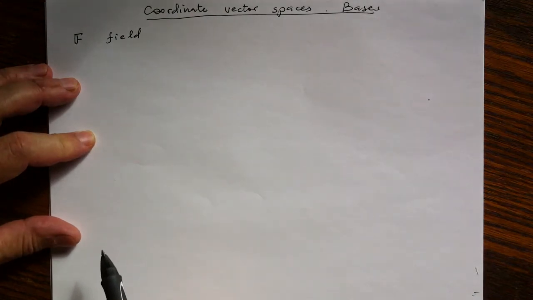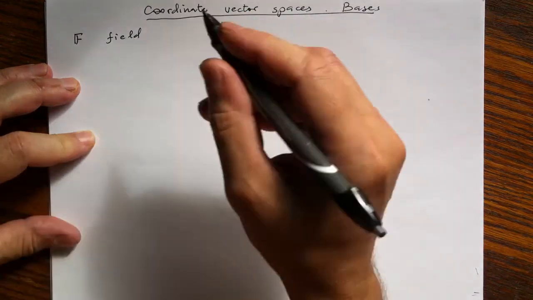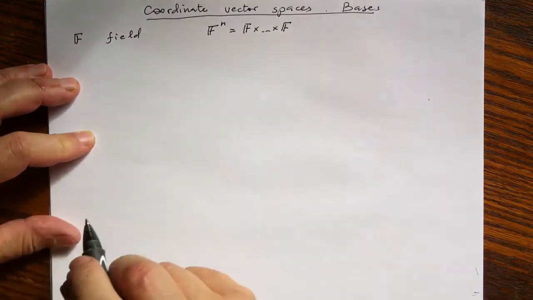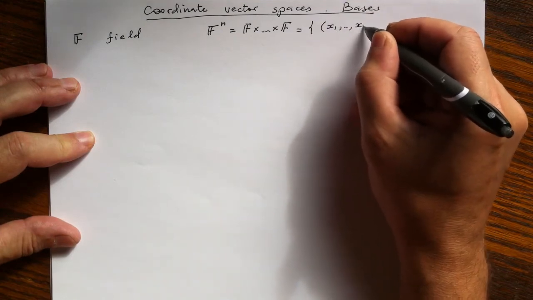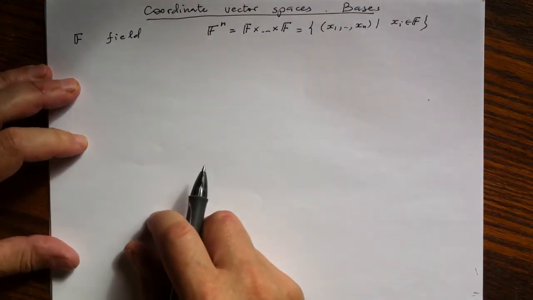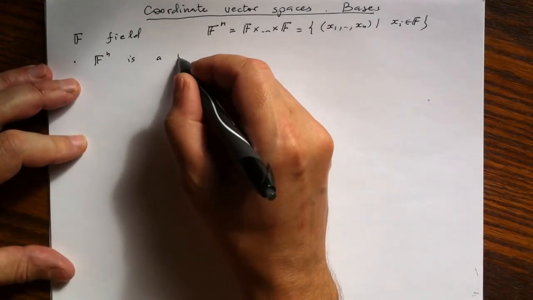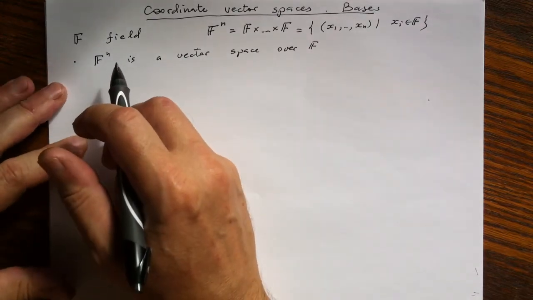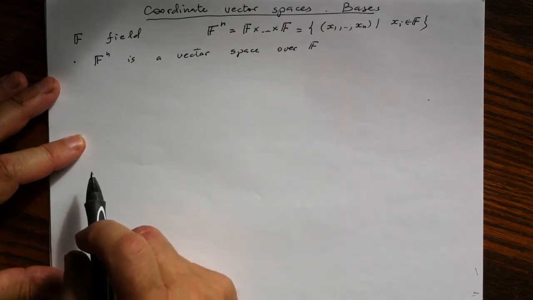Then the vector space of n coordinate vectors is the following. As I said, it is the Cartesian product of n copies of the ground field F. So that is the set of collections, or they are called vectors in this case, of numbers of elements from F. And the first statement is that this set is naturally a vector space over F. Two operations we need to define, which will make it a vector space.